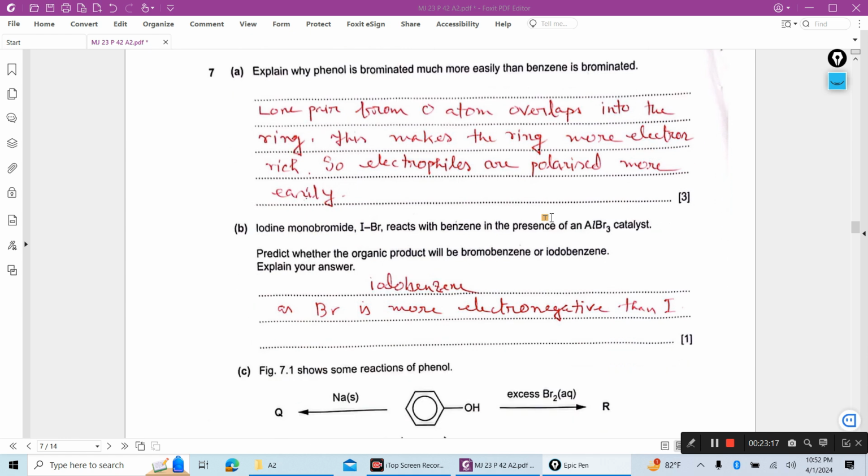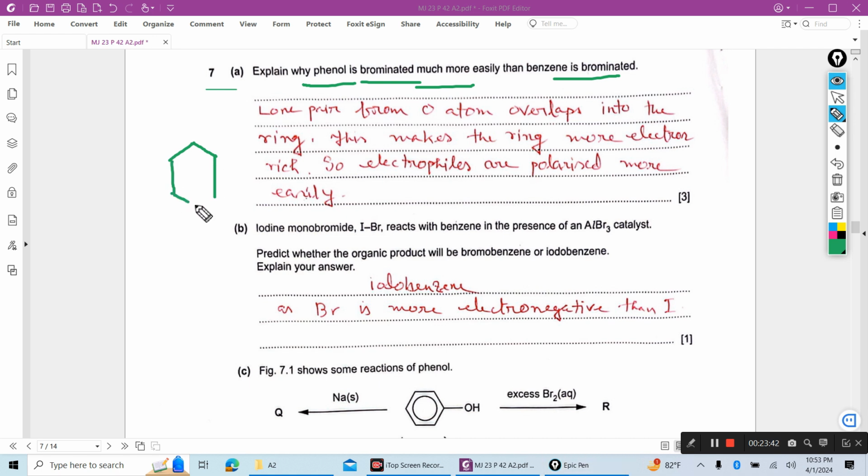Now number 7, explain why phenol is brominated much more easily than benzene. When benzene is brominated, and you know phenol, an OH group is added. This is phenol. That means phenol is brominated. Phenol reacts with bromine more easily.